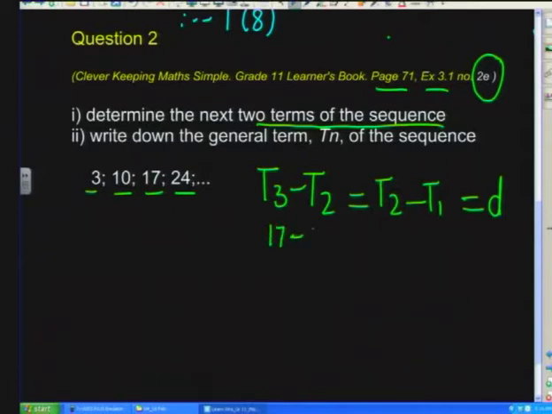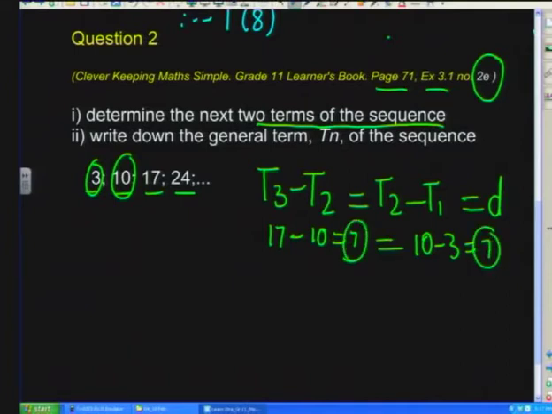minus term 2, 17 minus 10, and 17 minus 10 is 7. Now let's have a look at term 2 minus term 1. So 10 minus 3, and that's also 7. So therefore, we have a constant first difference, which gives me the common difference between the terms of 7. So in other words, this is a linear number pattern.